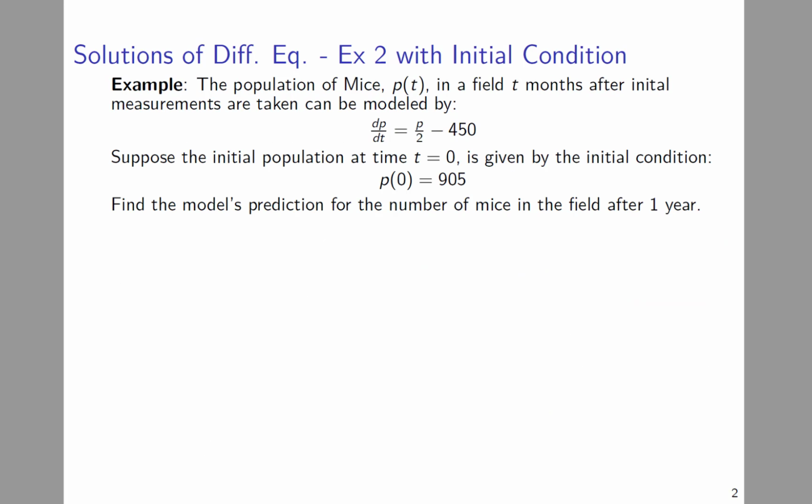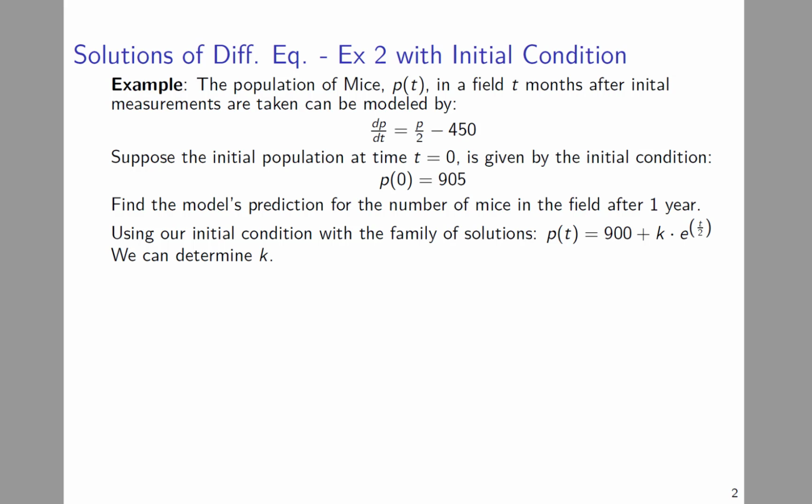Suppose that the initial population at time t = 0 is given by the initial condition P(0) = 905. Now let's find the model's prediction for the number of mice in the field after 1 year. Using our initial condition, with the family of solutions P(t) = 900 + k e^(t/2), we can determine the value of k.